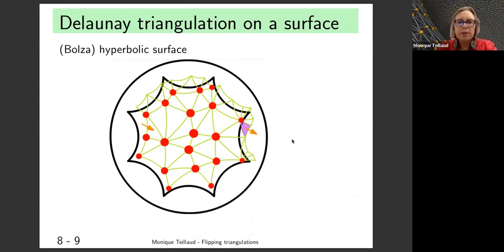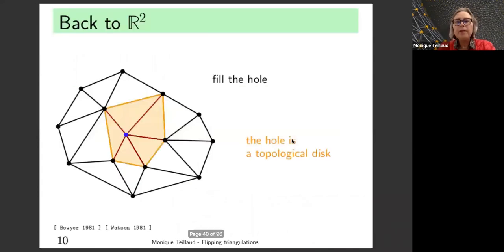Okay, so these are the basic definitions. Then what for the context? Can we extend Boyer's algorithm to a surface? So in R2, the important property of the hole you get when you remove triangles in conflict is that this hole is a topological disk. It's also star-shaped with respect to the new point. So updating the triangulation is just straightforward, just a combinatorial operation.